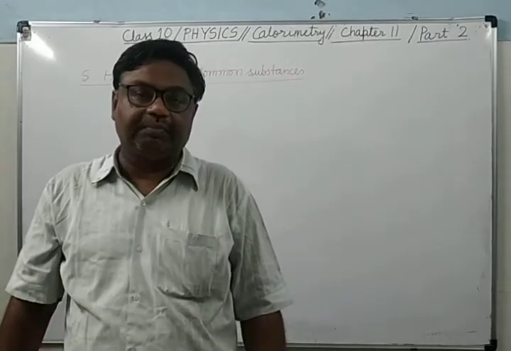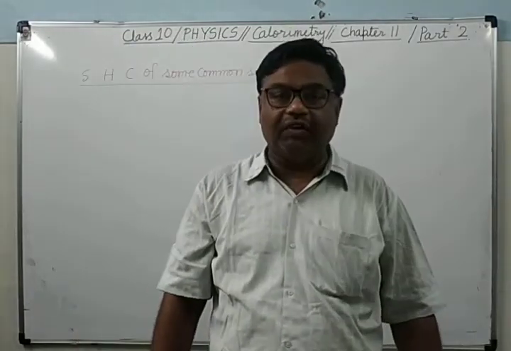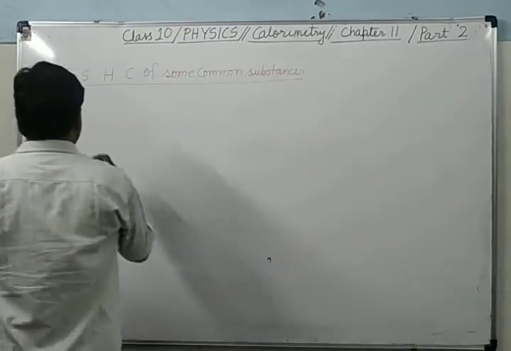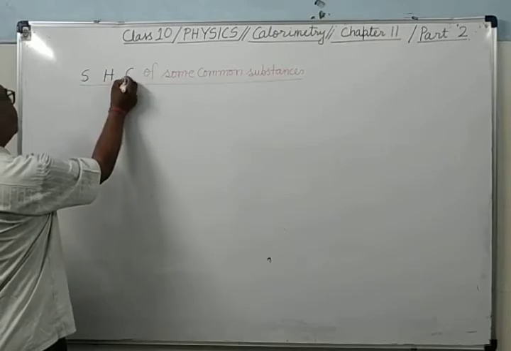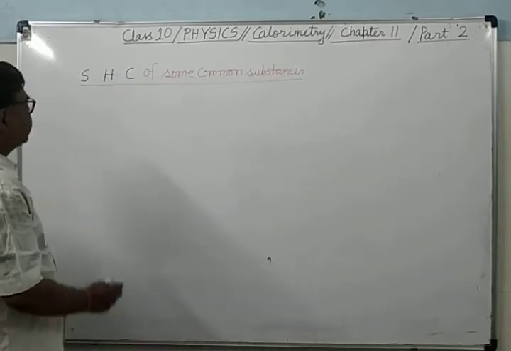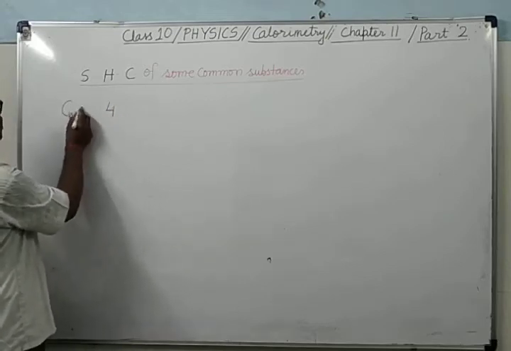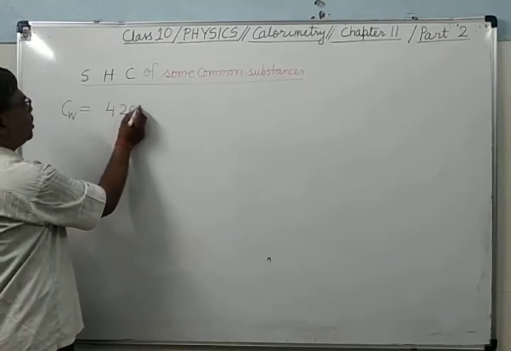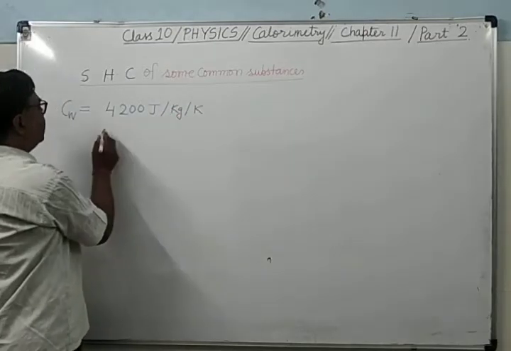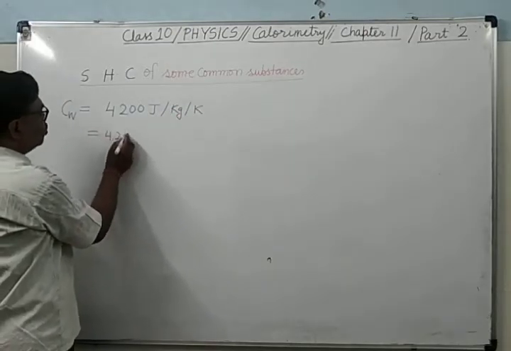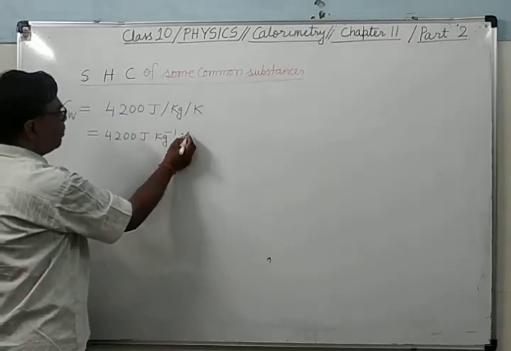the specific heat capacity of the material. It is a constant for a material. In short, we write it as SHC, specific heat capacity of the material. Now see here, the SHC of copper and the SHC of water. The SHC of water, CW, is 4200 joule per kg per Kelvin, or you can say it is 4200 joule per kg per degree Celsius. You can write it this way also.